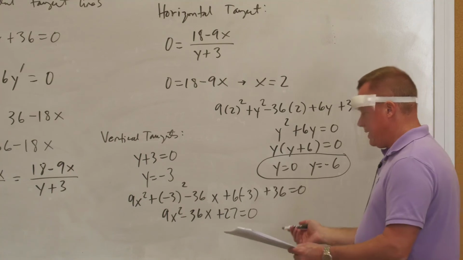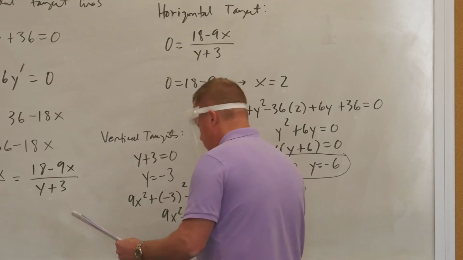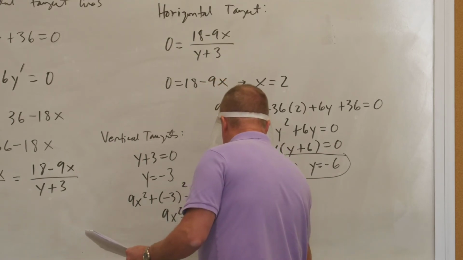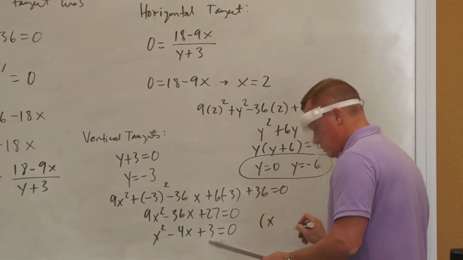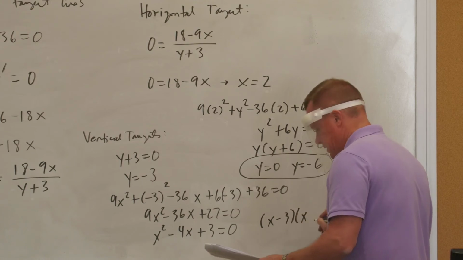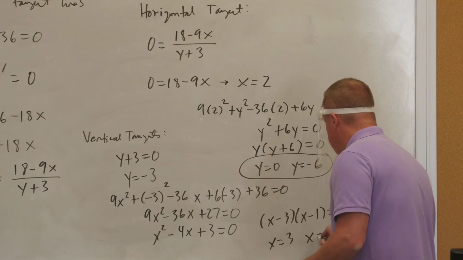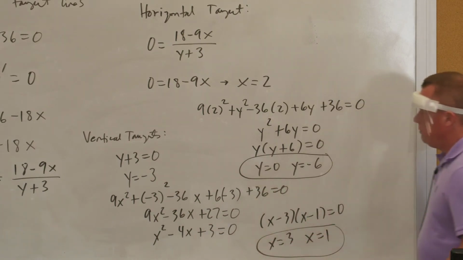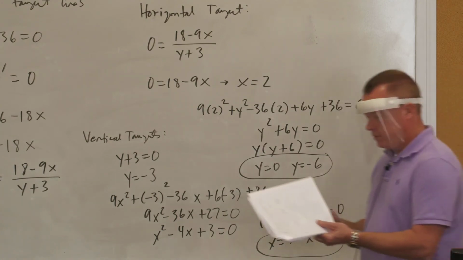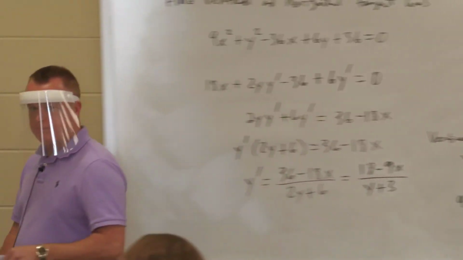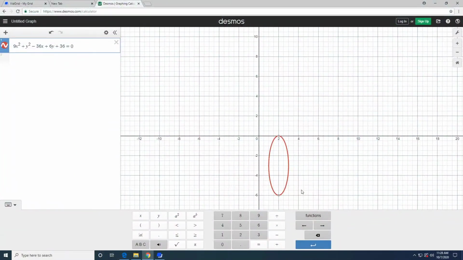All right. And then I could divide both sides by 9 to make that a little bit easier quadratic to solve. And that would be this. Okay. And then that would factor to be x minus 3, x minus 1. So x is equal to 3, x is equal to 1. That should be my vertical tangents. Okay? I think that's what we thought from the graph over there, but now we know for sure that those are correct.